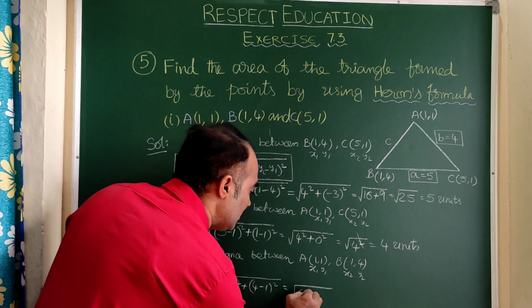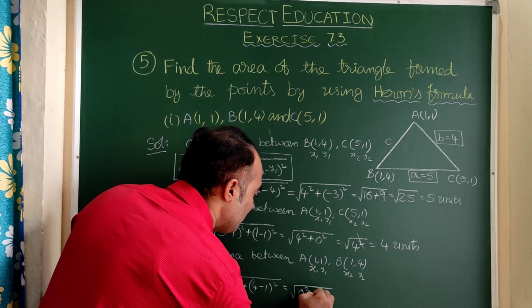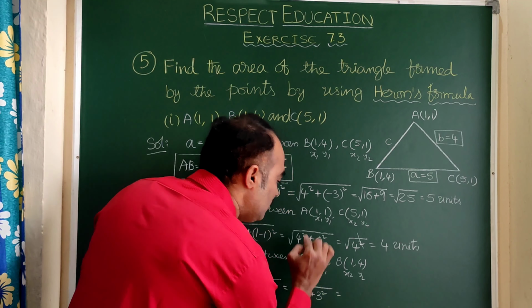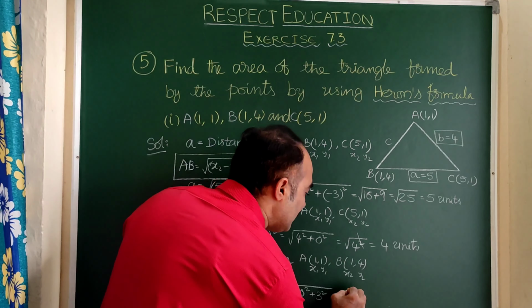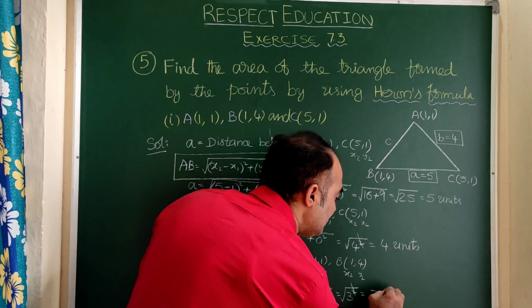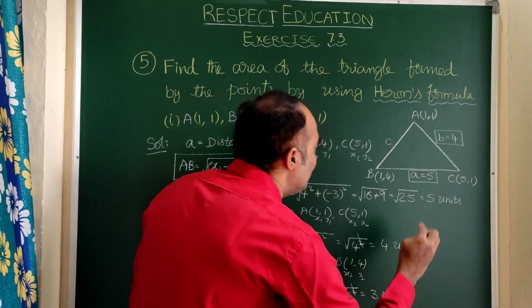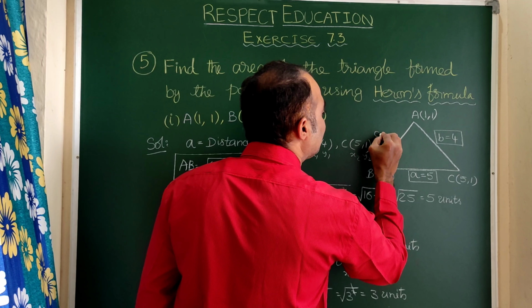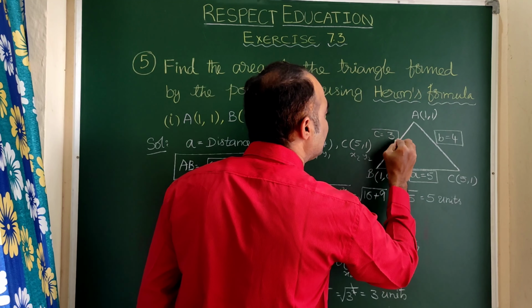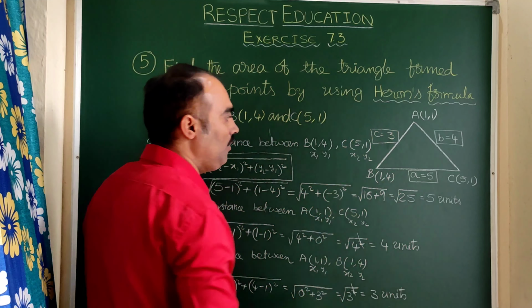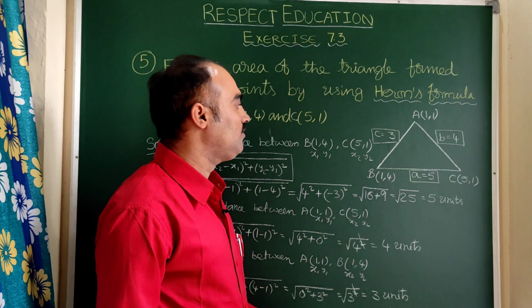1 minus 1 is 0, so it is 0 square plus 4 minus 1 is 3, so it is 3 square. 0 square is 0, 0 plus 3 square is 3 square. Under root 3 square, square root gets cancelled, so it is 3 units. So here we got C as 3 units, so C is equal to 3. Now we have A is 5, B is equal to 4 and C equal to 3.